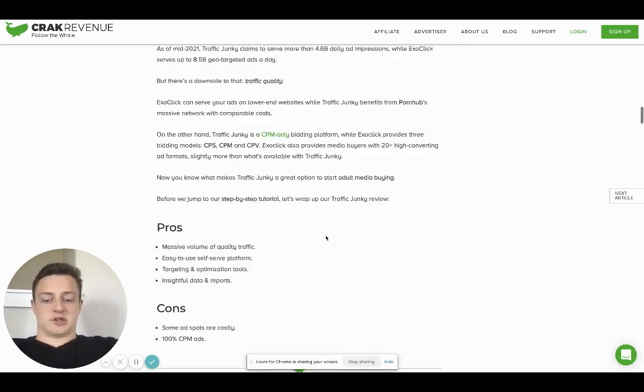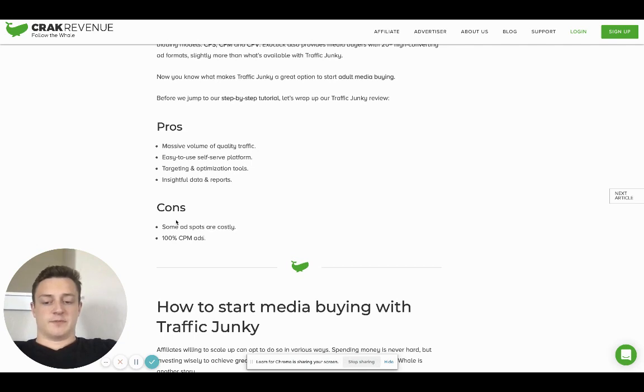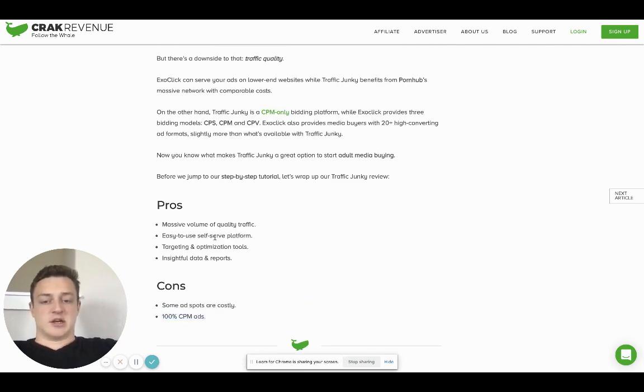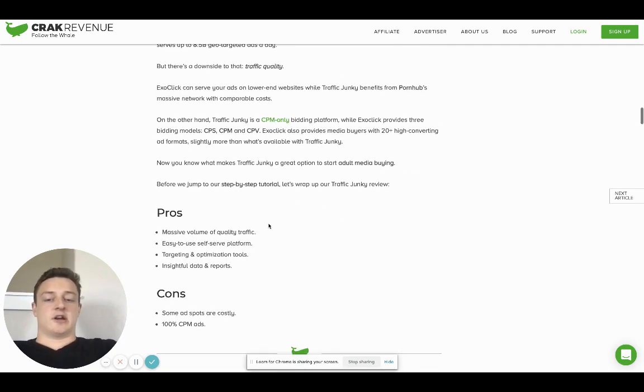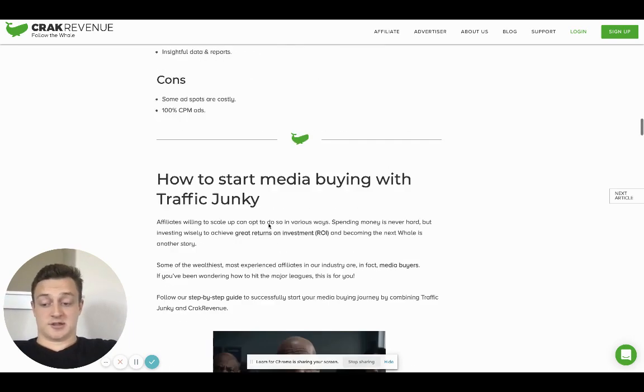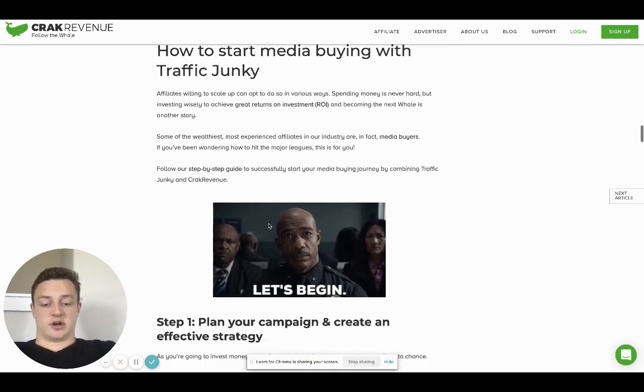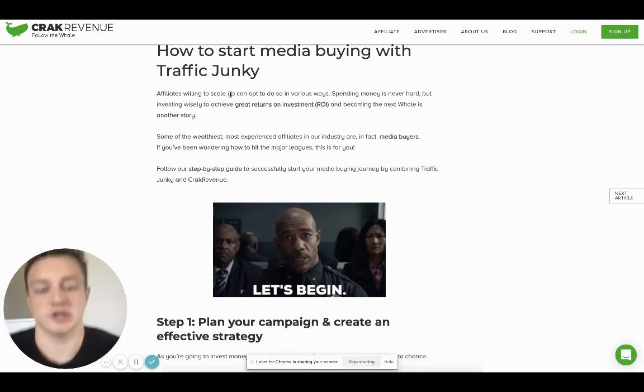TrafficJunky compares to XOClick. Here are the pros and cons. Some ad spots are costly, 100% CPM ads, which is cost per 1,000 ads. It's talking about TrafficJunky here. There's massive quality, by the way. TrafficJunky really does have insane quality in comparison to XOClick and a lot of other places you can buy adult advertising on. They really have high quality. It's great.